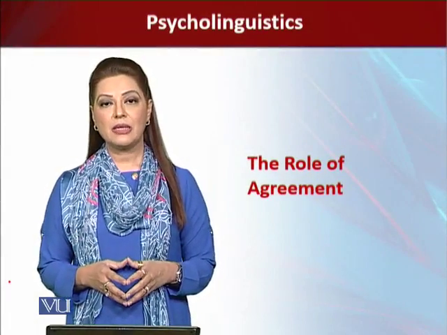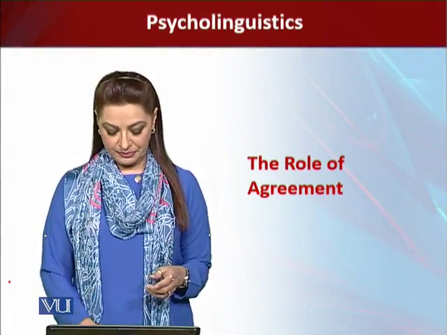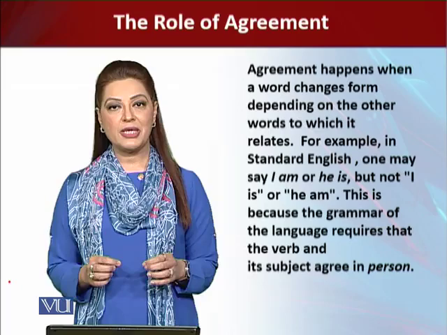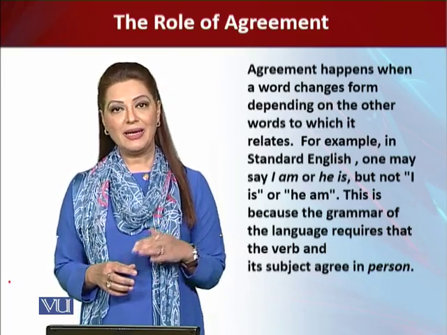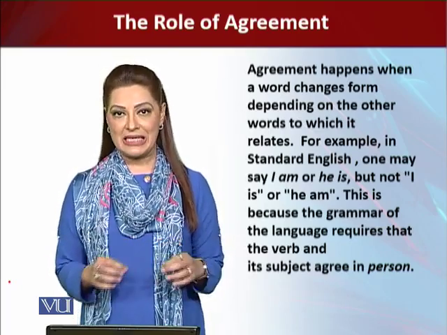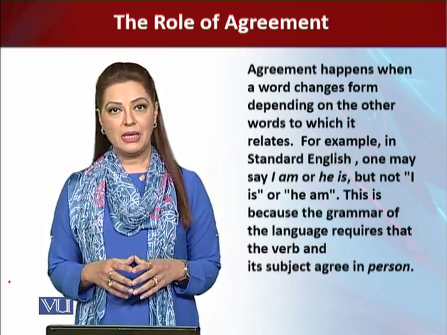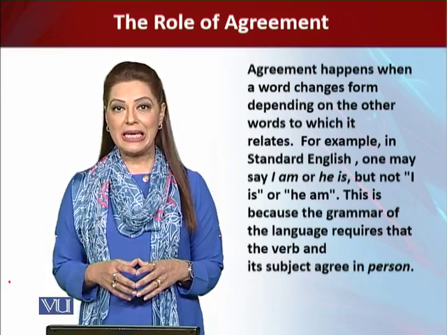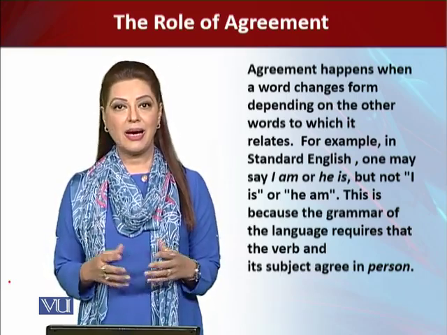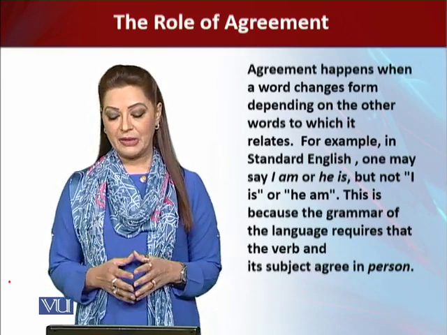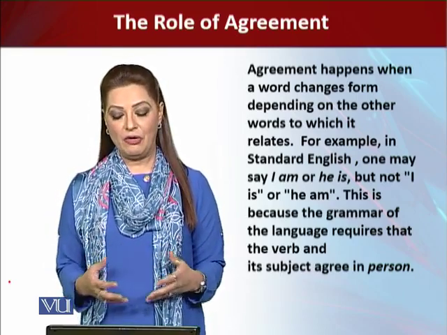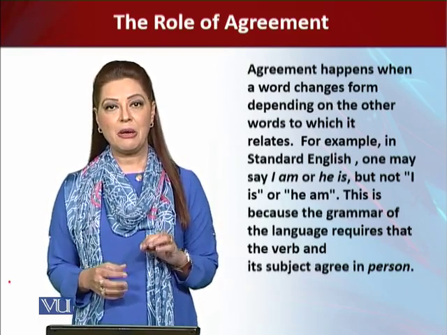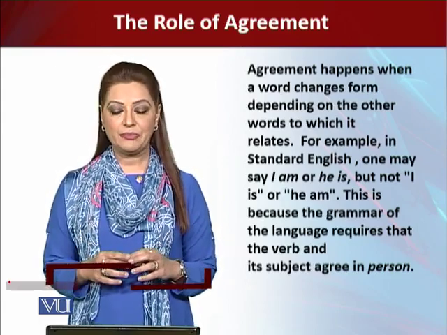Now we will discuss the role of agreement. Agreement happens when a word changes form depending on the other word to which it relates. For example, in standard English, one may say I am or he is, but not I is or he am. This is because the grammar of the language requires that the verb and its subject must agree in person.